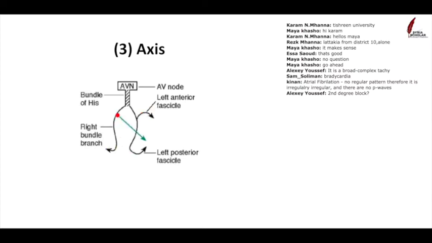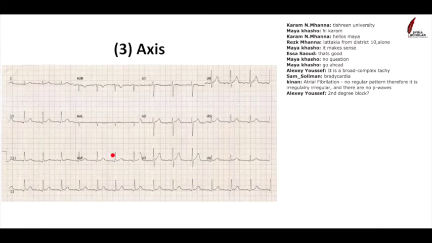And normally, when all of this is working normally, because you have two bundles here and one bundle here, you have an overall direction of the electricity in the heart, which points down in this sort of downwards to the left direction. And that's what a normal axis would look like.